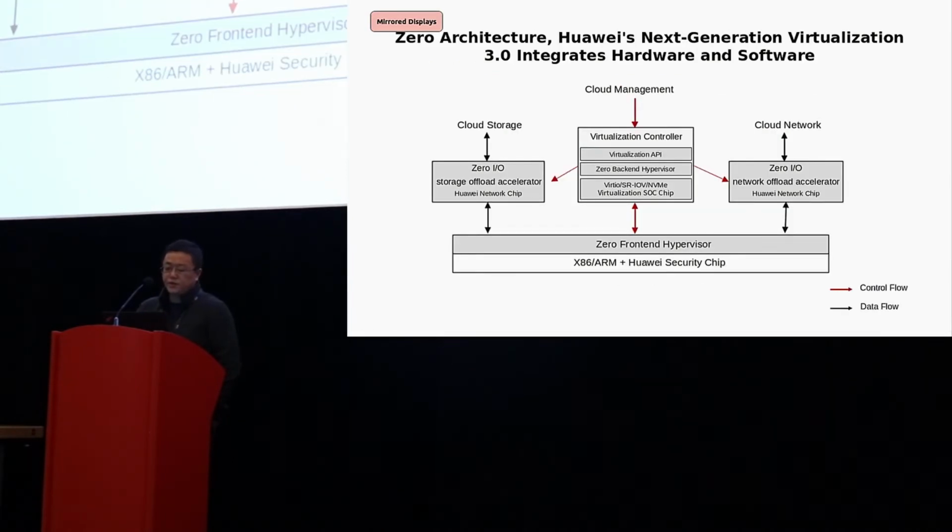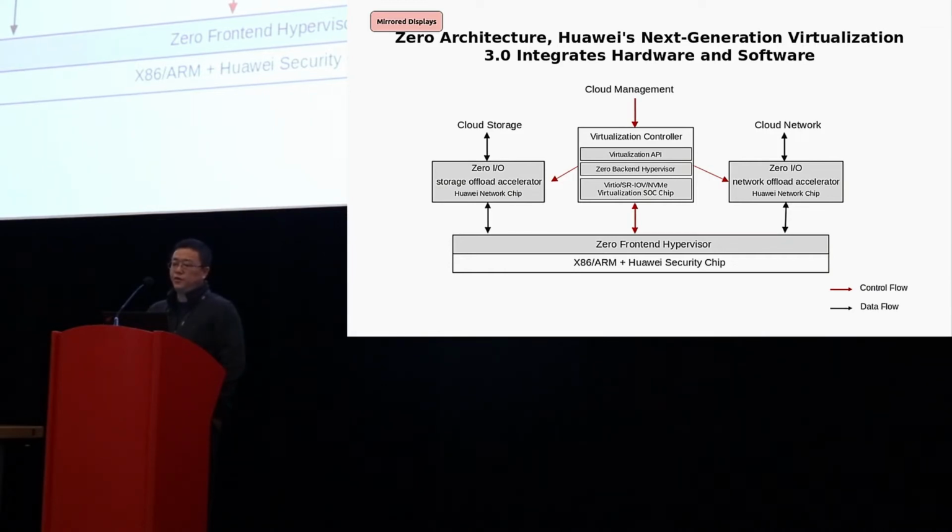Okay, so for Huawei, we designed a new architecture, Lambda Zero. This figure is the architecture of the Huawei Zero system. In the front end, we support both Intel x86 and Huawei ARM servers. At the back end, it consists of several cards. We can use one, two, or three cards at the back end, depending on your requirement.